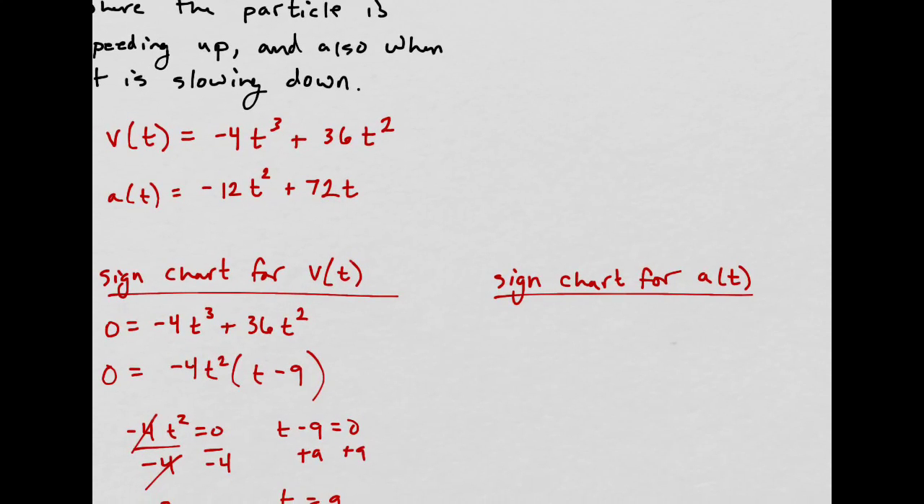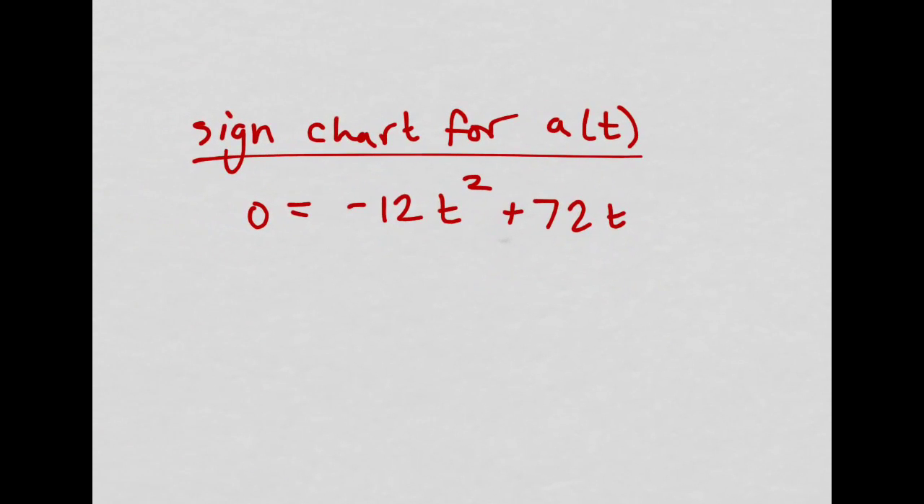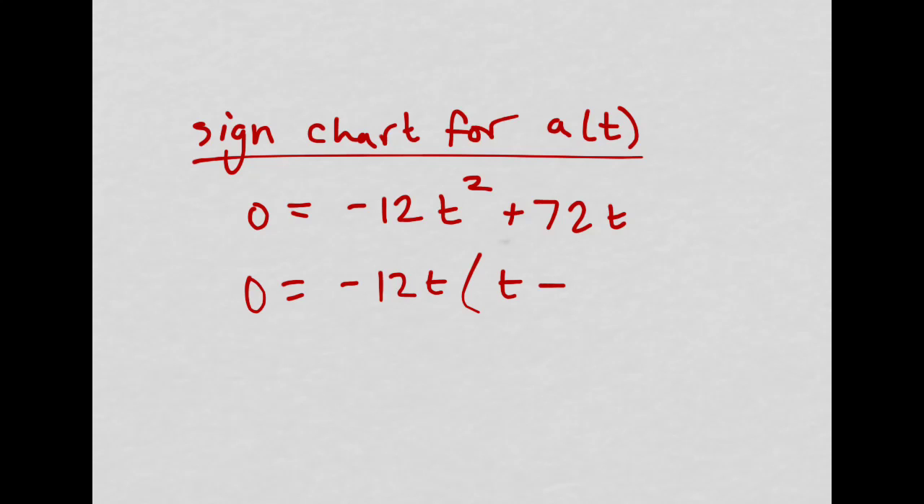So again, I just take that, set it equal to 0, so I can find my critical points, plus 72t. And again, can I factor out a 12? Yes, I can. So 0 equals, I'll factor out a negative 12t. So I'm left with just positive t minus 6. 6 times 12 is 72. Is it? Yes, it is. So if I distribute it back in, yep, I get that.